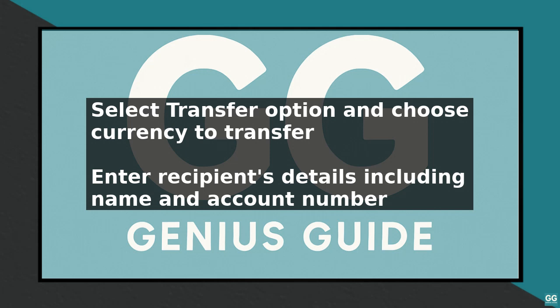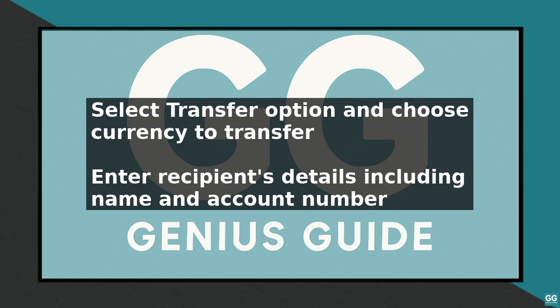If you are transferring money to another Revolut user, you can simply enter their Revolut username or the recipient's phone number associated with their Revolut account. You can also select a contact from your phone book if the recipient is already saved in your contacts.